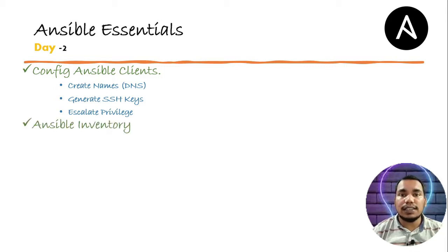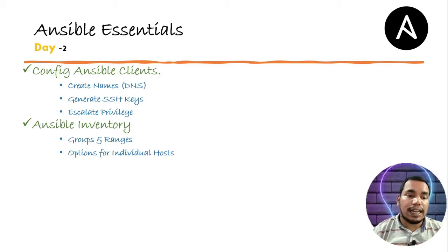specific tasks. In this video, we'll also talk about Ansible Inventory. We'll talk about some Ansible Inventory options like groups and ranges, and there are many options for individual hosts also. Like, say some of your clients may have different SSH ports, or it may be possible that they have some different usernames also. So how are you gonna change these things? There are many options for individual hosts also that you can actually define in the inventory host file.